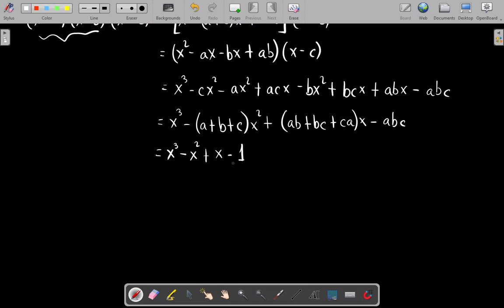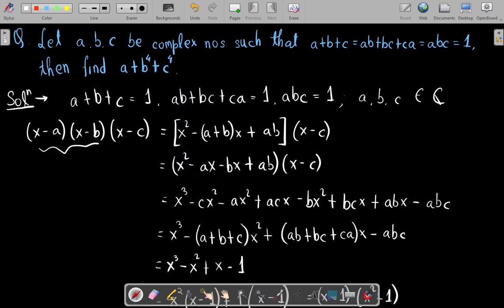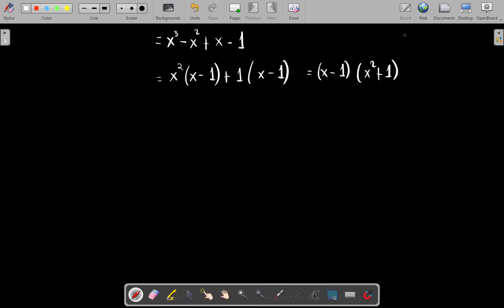Okay, so can we further factorize it? If we take x square from the first two terms, we get x minus 1, and we also have a x minus 1 left out, so we can take plus 1 common, and we get x minus 1. So this now becomes (x minus 1) times (x square plus 1). Now x square plus 1 cannot be factorized in real terms. It cannot be resolved into linear factors. It is like a square plus b square, you can do (a plus b) whole square minus 2ab, but we are given that a, b, c are complex numbers. Okay, so we can further simplify it.